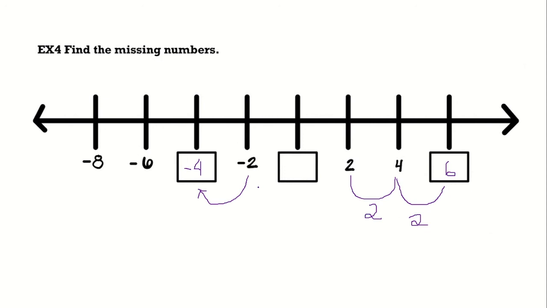And then there can be two processes here to get the third missing number. You can think of it as 2 going to the left, so it decreases. So 2 minus 2, this must be 0. Or you can think of it as negative 2 and 2, which are opposite numbers, and between them, that would be 0.